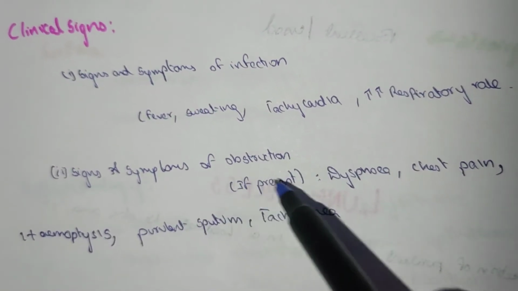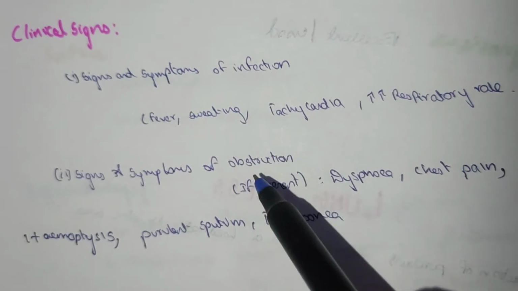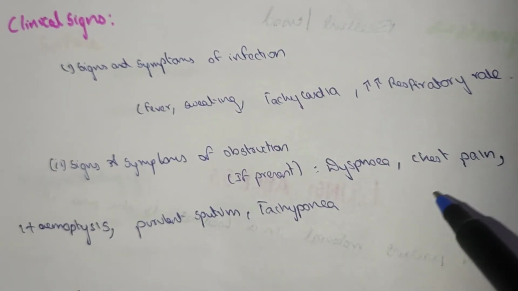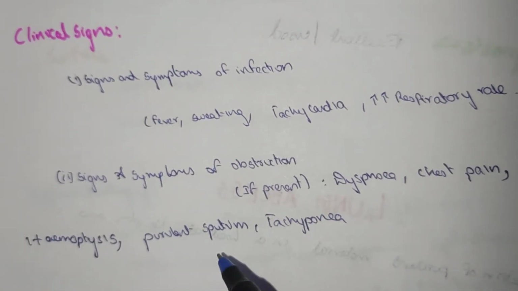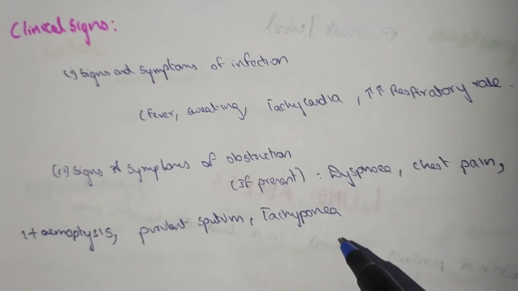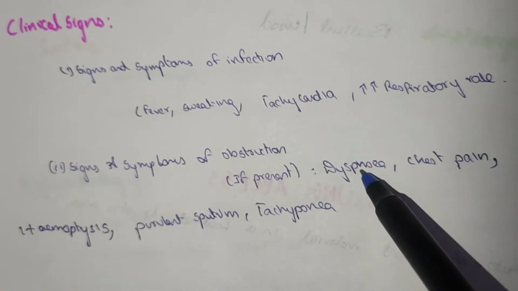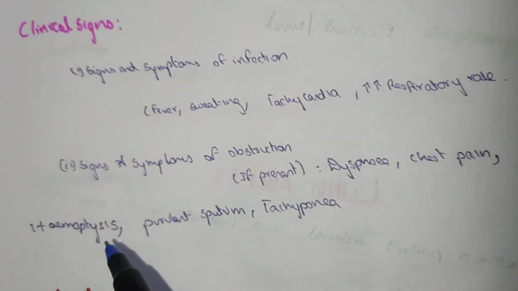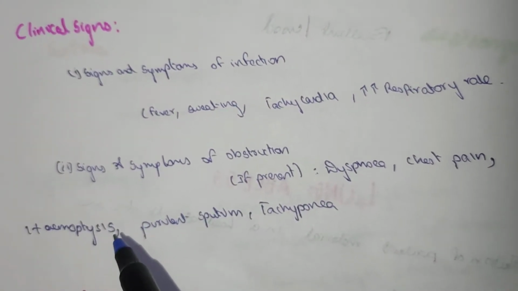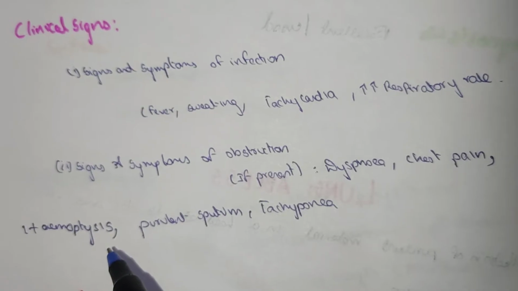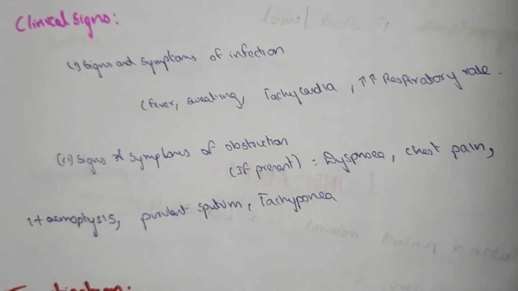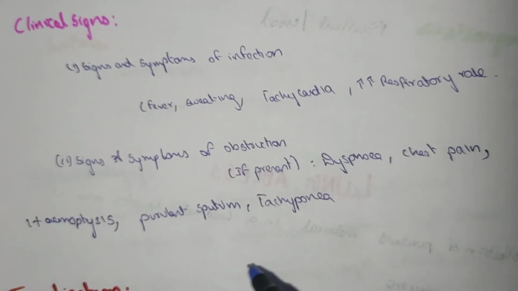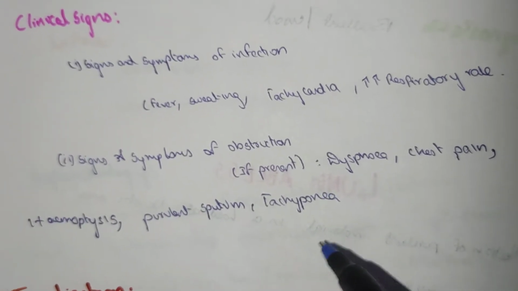Signs and symptoms of the obstruction. When the patient has obstruction, what are the signs and symptoms? The signs and symptoms are dyspnea, chest pain, hemoptysis, purulent sputum and tachypnea. Dyspnea means difficulty in breathing. Chest pain is seen. Hemoptysis means there is blood in the sputum. Bloody sputum is present, as well as purulent sputum and tachypnea.